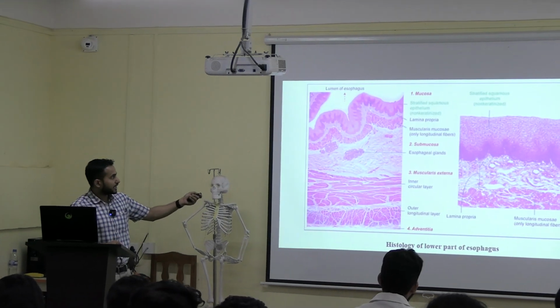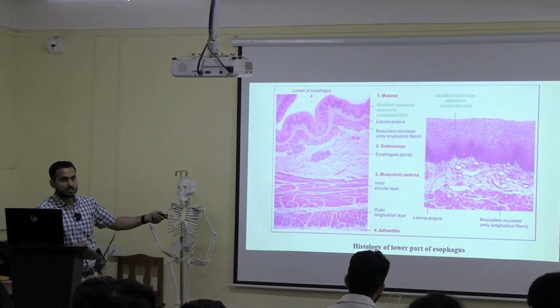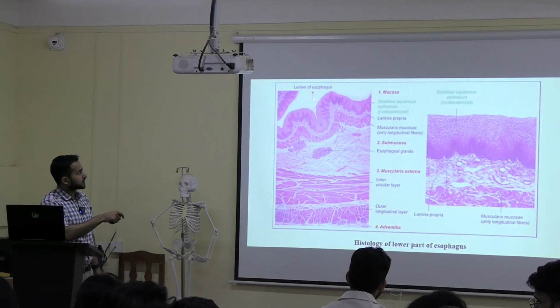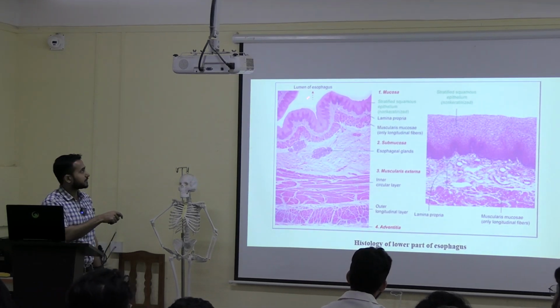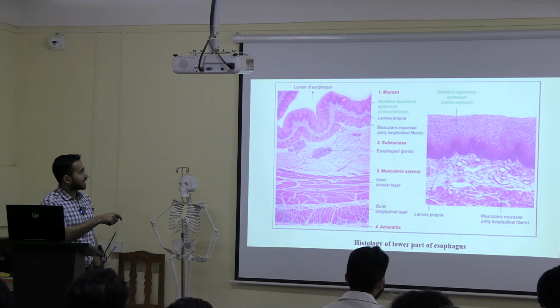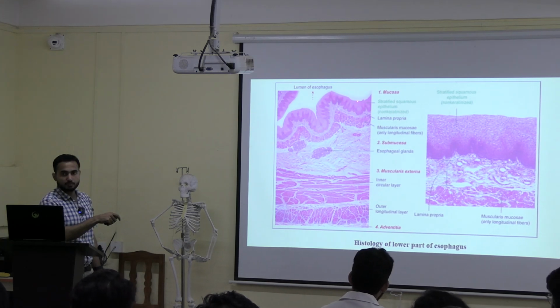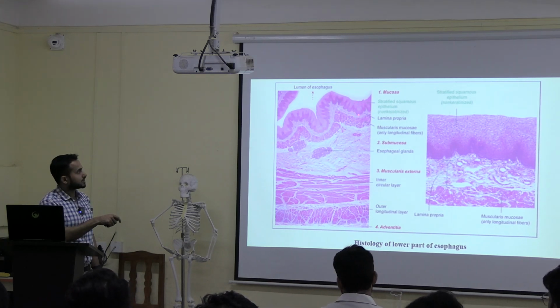This is the esophagus in low magnification, and this is the esophagus in high magnification. In low magnification, this is the lumen of the esophagus, and as you can see, it has a star-like appearance. Here is the mucosa. In the mucosa you can see all three layers. First, this is the lining epithelium. Below that, this is the lamina propria.